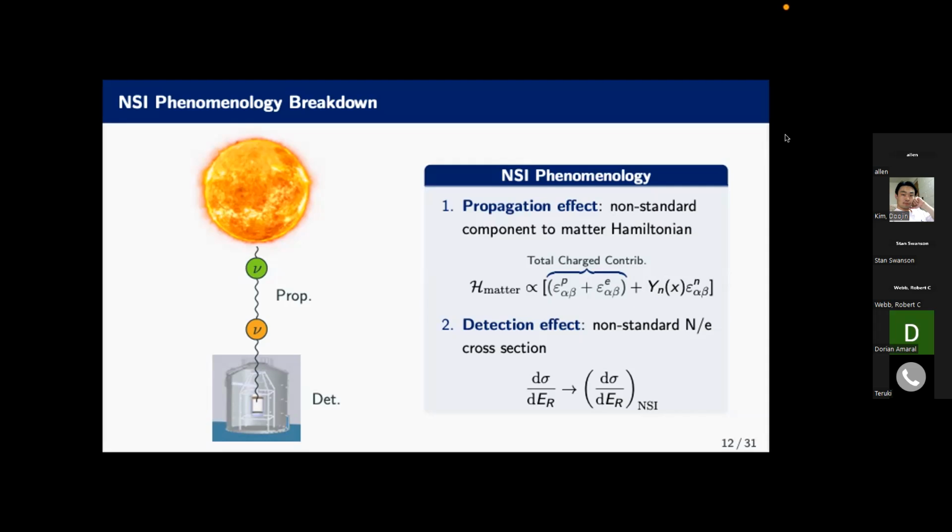And at the detector, you can have another NSI contribution from the fact that you have a non-standard cross-section that you have to deal with. And with this parameterization, so before, the parameterization allowed you to maybe look at this and not this, or remove this and just look at this. Now what we can do with our parameterization is look at both.